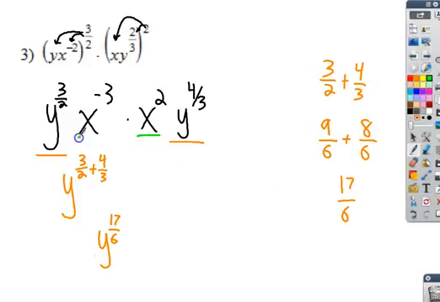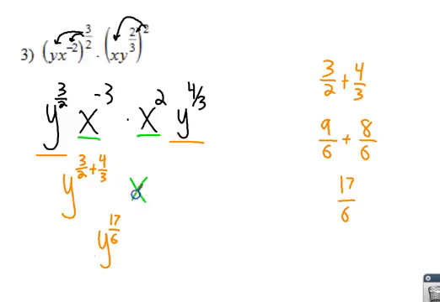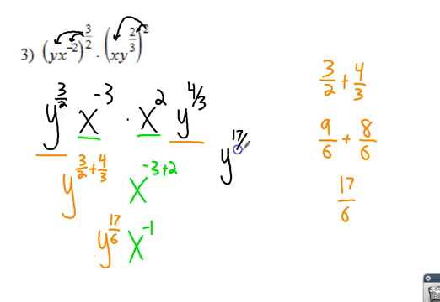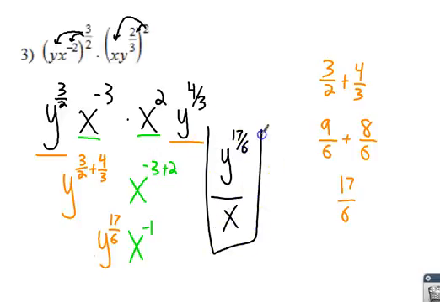Alright, x's, I have x to the negative 3 plus 2. That's an x to the negative first. Well, guess what? Oopsie daisies, not allowed to have that. So I get y to the 17/6 over x. What? That's right. I have to flip that again because it needs to become a wonderful and glorious positive number.